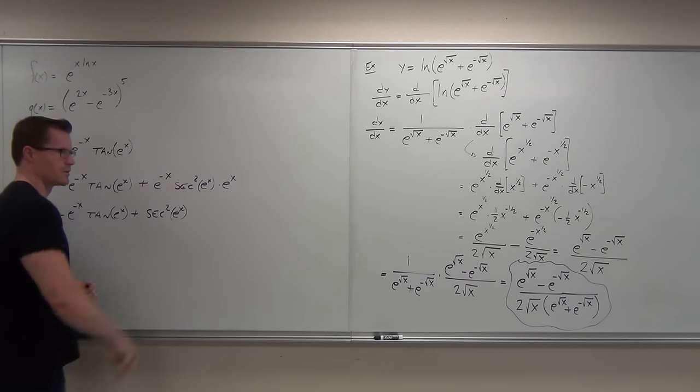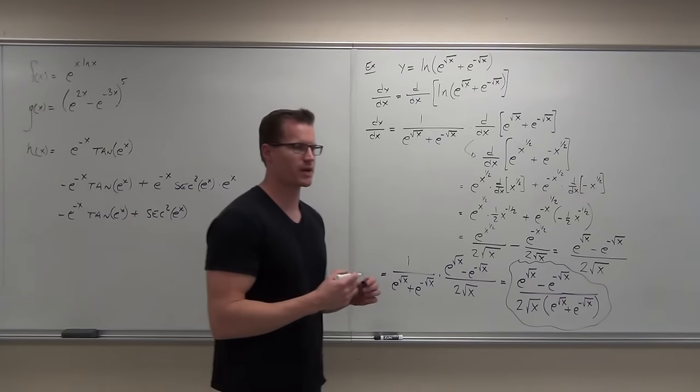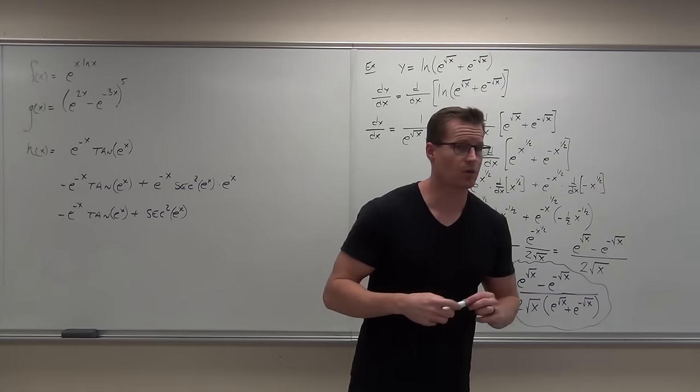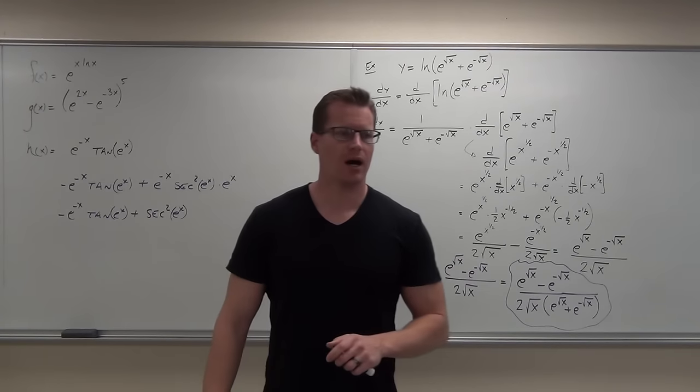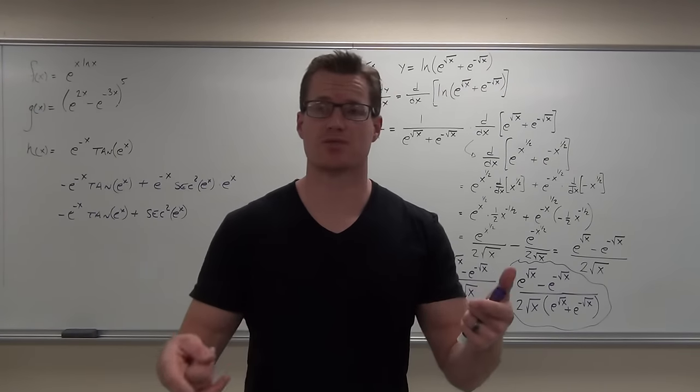And I believe those go away because you add exponents. Negative x plus x gives you 0. E to the 0 would be 1. I think that's your answer. I'll double check that and make sure that it's right. But does today make sense? Did today make sense for you?